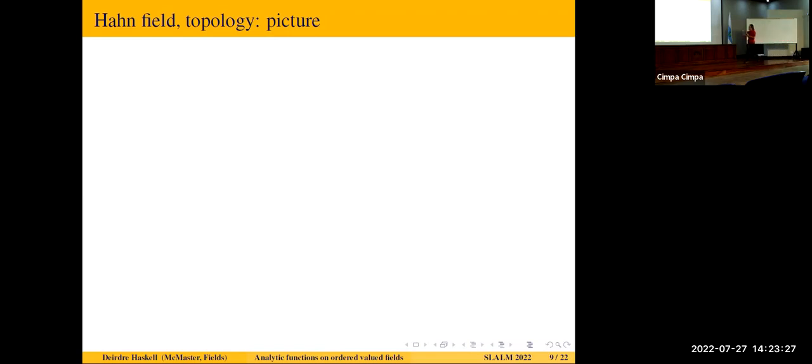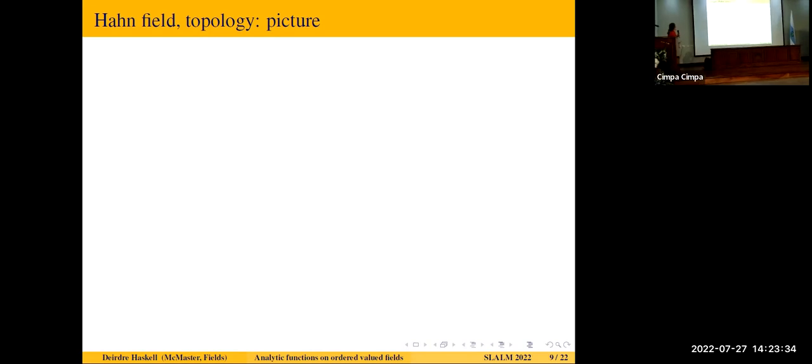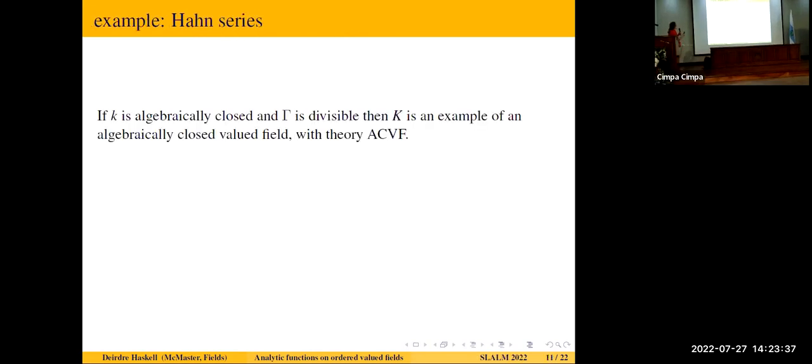Okay, so with that picture in mind, try to help us understand what we're doing with our value fields. If I have a situation, still in the Hahn series example, where my residue field is algebraically closed and my value group is divisible, which of course is a picture that I can't draw over there because I have to draw a divisible value group, then the Hahn series will form an algebraically closed value field. It actually will be algebraically closed as well as many values. And we call this theory ACVF.